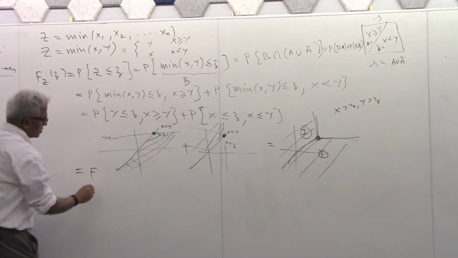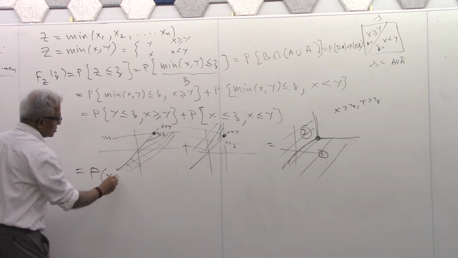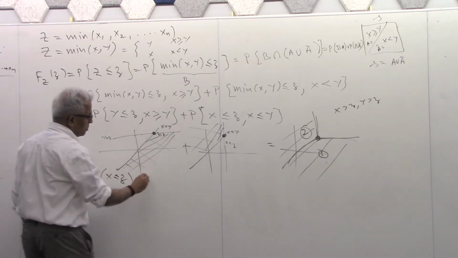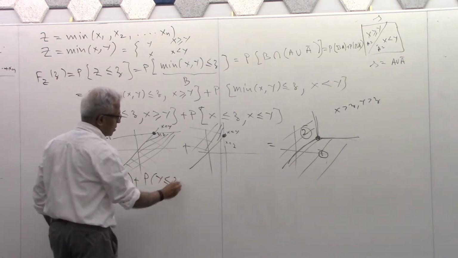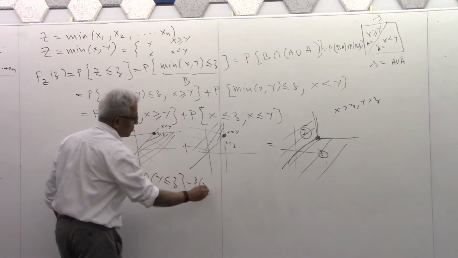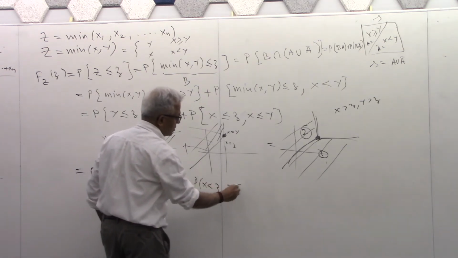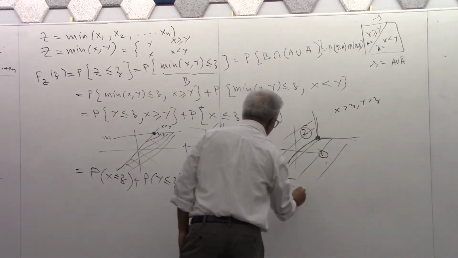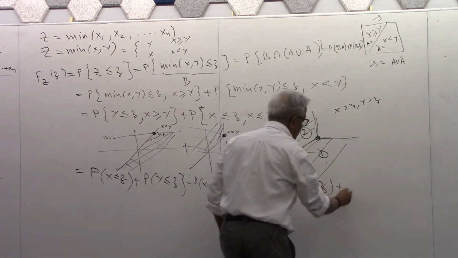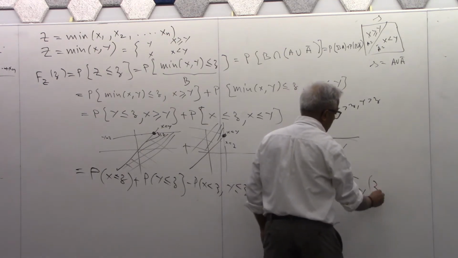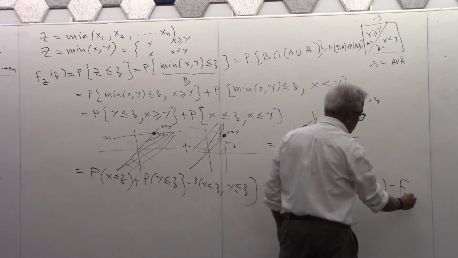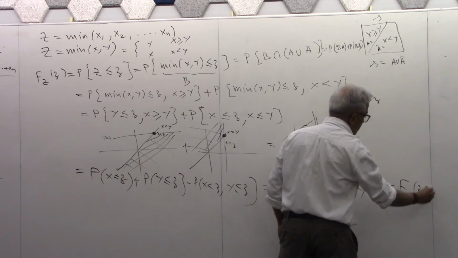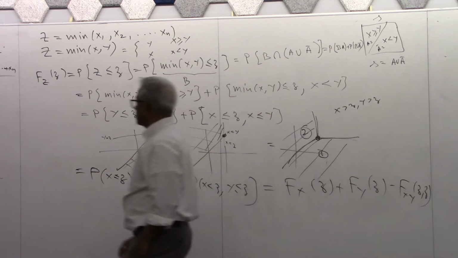So this is the probability of x less than z plus the probability of y less than z minus the probability of x less than z, y less than z. So that's Fx of z plus Fy of z minus Fxy of z comma z. So that's the distribution function of Z.